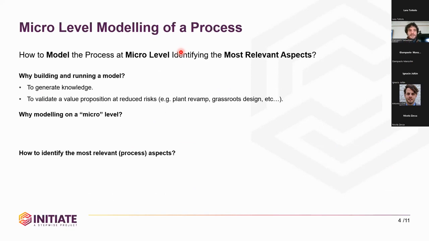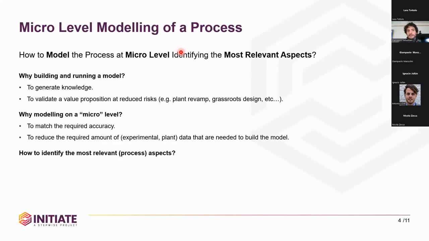As I was saying before, while building a model, that's to generate knowledge and to validate a value proposition and reduce risks. But why modeling on a micro level? Well, modeling on a micro level, so on the level of a specific equipment or even a specific product within this equipment, can help us to improve the accuracy of our model and reduce the uncertainties around the results, as well as reduce the required amount of experimental and plant data that we might need to build the same model. So it makes the entire process of increasing our knowledge more efficient.